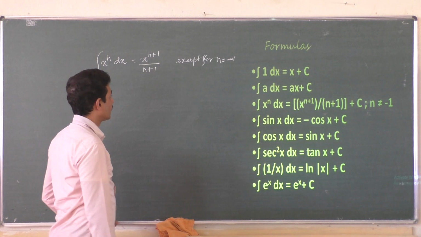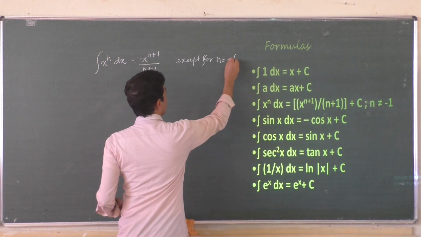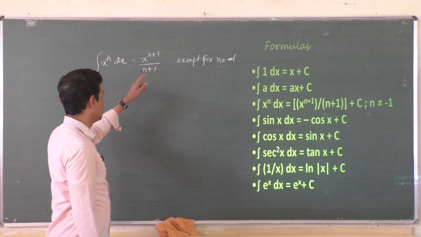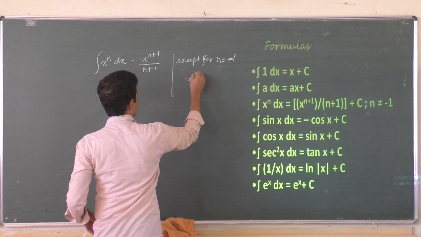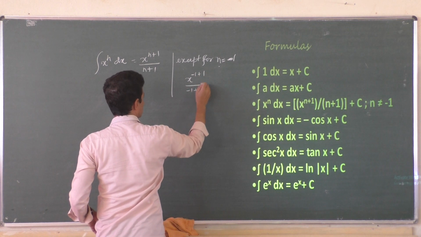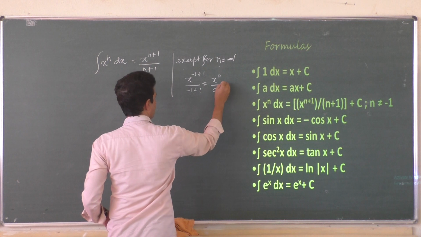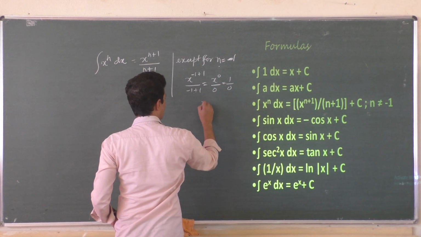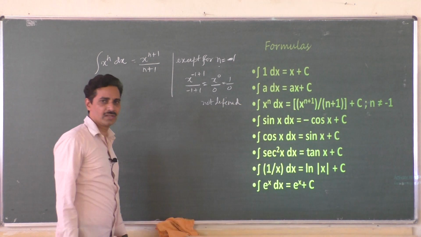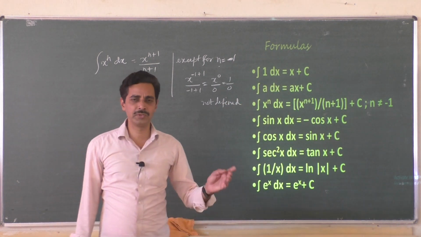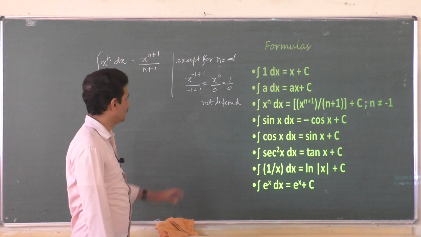Okay? So for other than n equal to minus 1 we can apply this. Why is it except for n equal to minus 1? Because at n equal to minus 1, minus 1 plus 1 is 0, so we get x to the power 0 divided by 0. 1 by 0 is not defined. It has no meaning. Something divided by 0 is like having 5 mangoes distributed to 0 people. Meaningless. So that's why we don't define this.